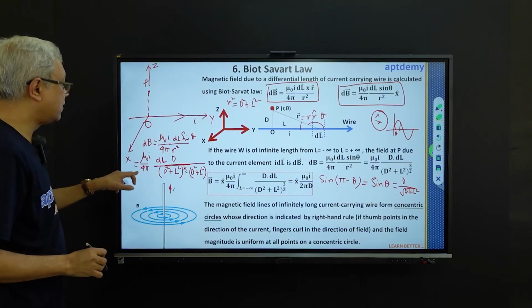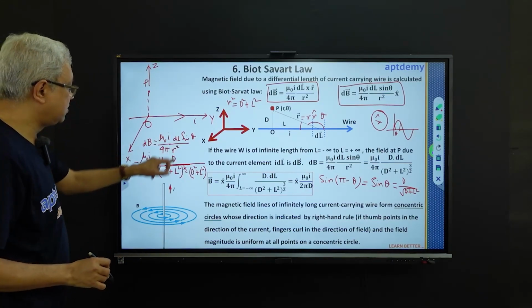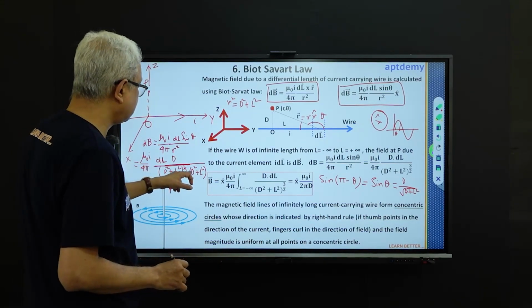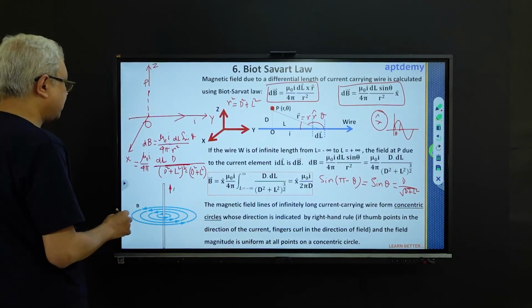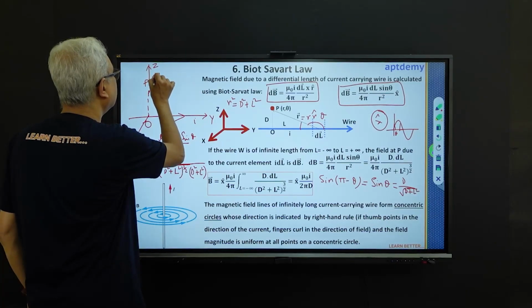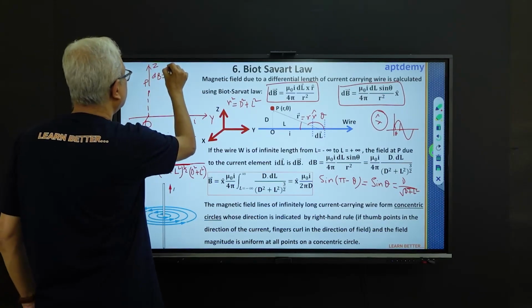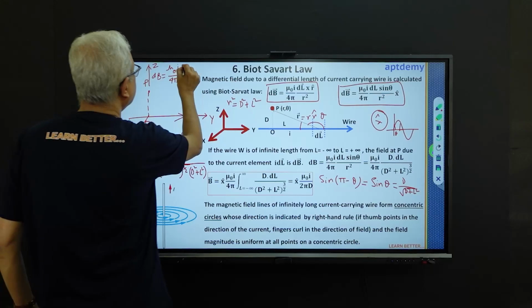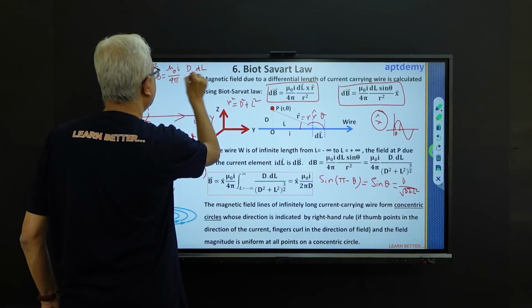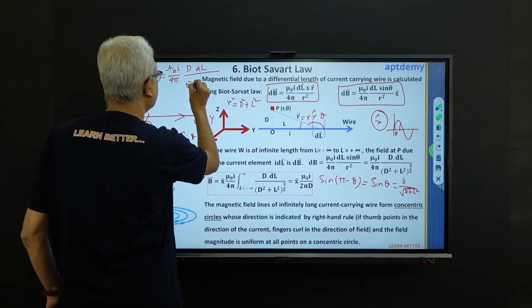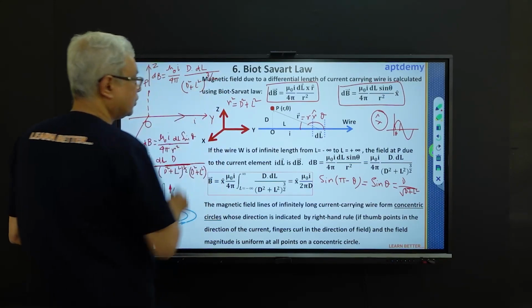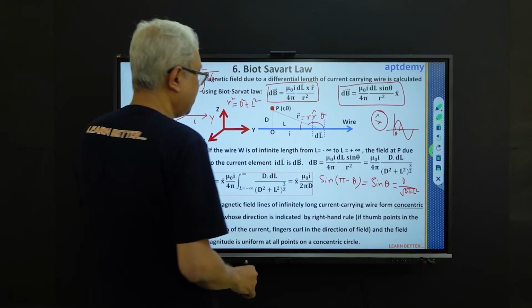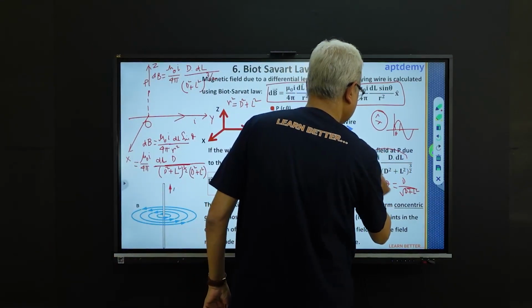So mu naught I by 4 pi dl sine theta is d by (d square plus l square) whole to the power half, and r square is d square plus l square. So the magnitude of the magnetic field dB, I can write, is mu naught I by 4 pi d dl divided by (d square plus l square) whole to the power 3 by 2. So this much is clear.